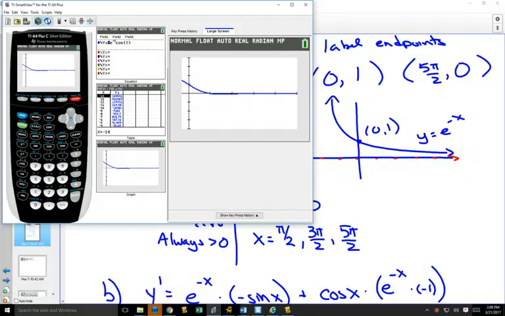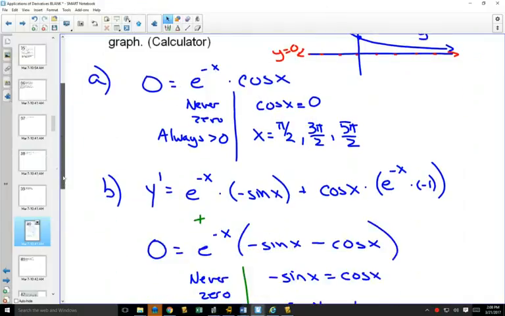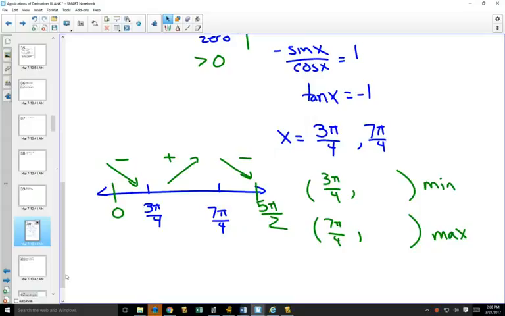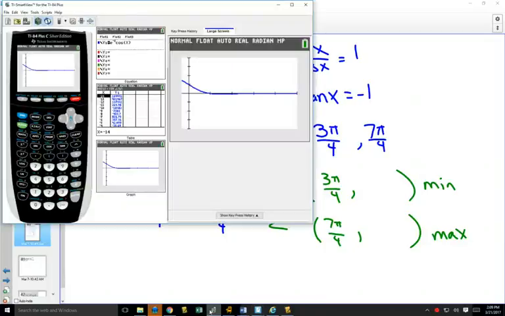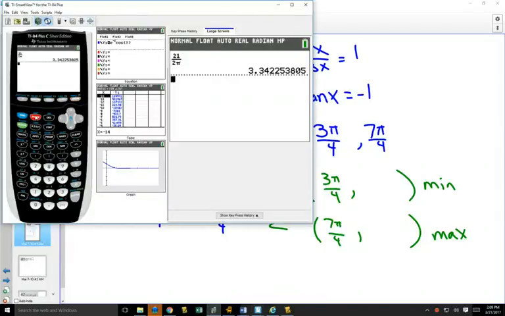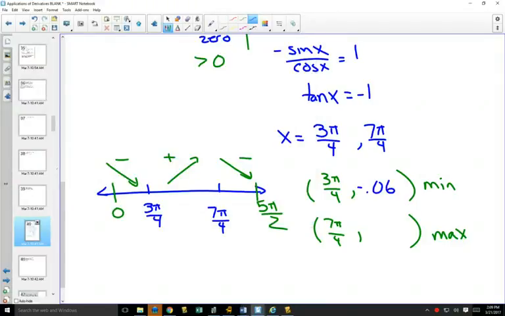So we wanted to find out what these values were at 3 pi over 4 and 7 pi over 4. One way you could do that is you could type in your equation here in your regular window and say e to the power of negative 3 pi over 4 multiplied by cos of 3 pi over 4, and figure out that the y coordinate will be negative 0.067. So I'll write that in, negative 0.067.